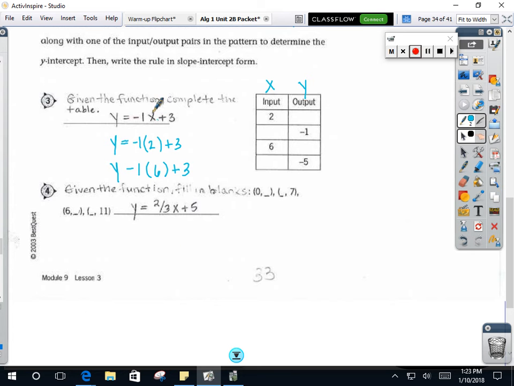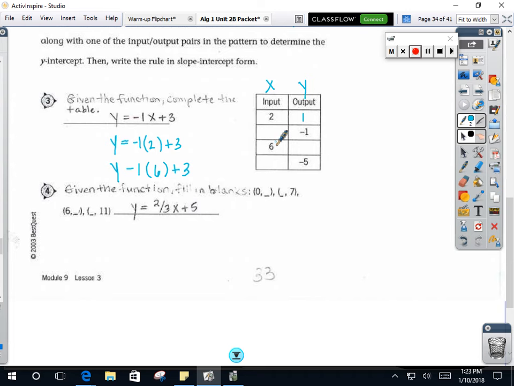Now I just solve that, or not even solve it, you just type it in. What is -1 times 2 and then plus 3? 1. So when your input is 2, the output is 1. Because don't you end up with y equals 1? So that's why we put a 1 in the y column.